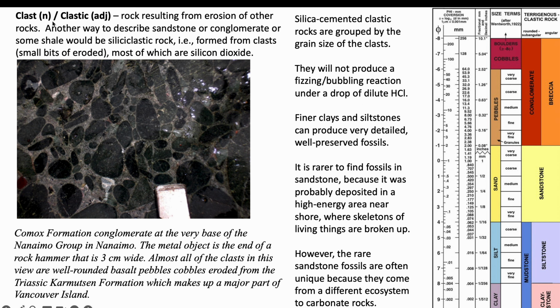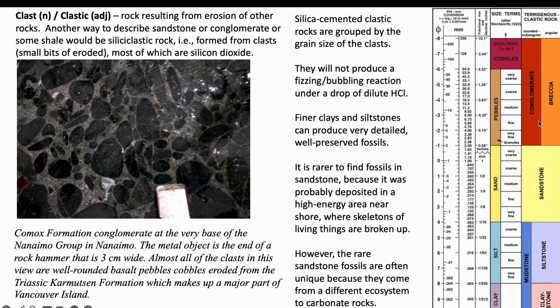And just from the sound of the name, it sounds like something that is broken. These are rocks that come from the erosion of other rocks. And so you may see chunks of those other rocks, and they'll be cemented together again to form a new rock. And so that's a clastic rock. There are a lot of different kinds of clastic rocks.